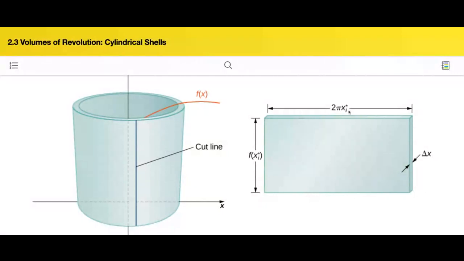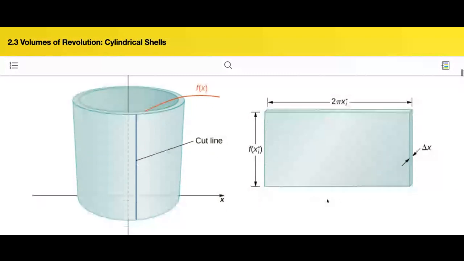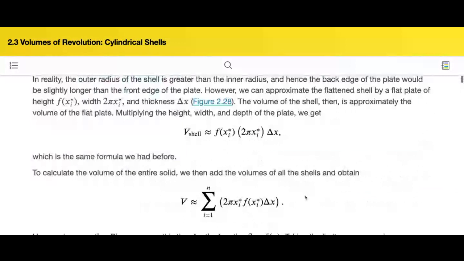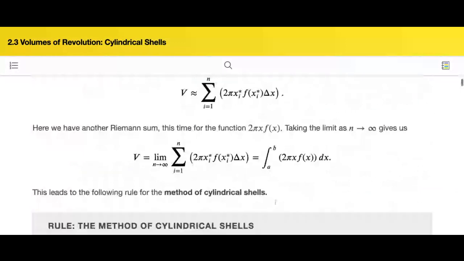So what's the length? The length is 2 pi r, the circumference of this circle. The width is the function value. The height is the difference of x, delta x here. Okay, so I have this. We keep going, keep going, and in the end, we get this beautiful formula.